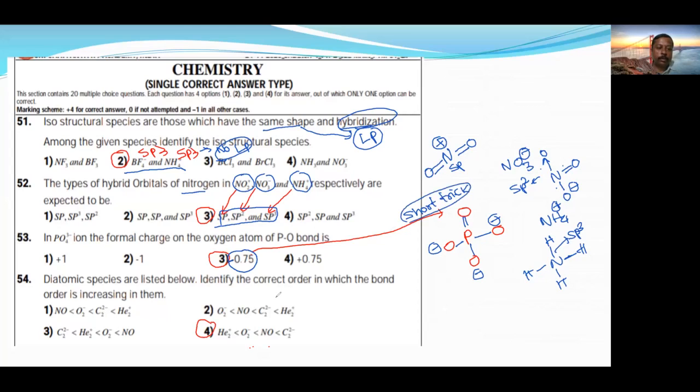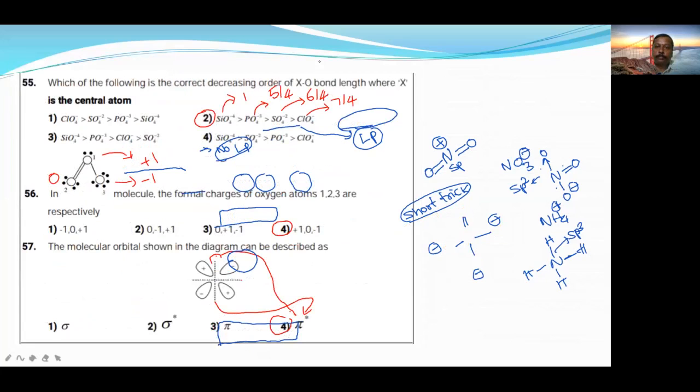Okay, next, diatomic species are listed below, and the order of bond order. It is just memory based, so you can solve it and you will get the answer according to the molecular orbital theory. So these are some questions. Let's see the next slide. Okay, so let me clear all of them.